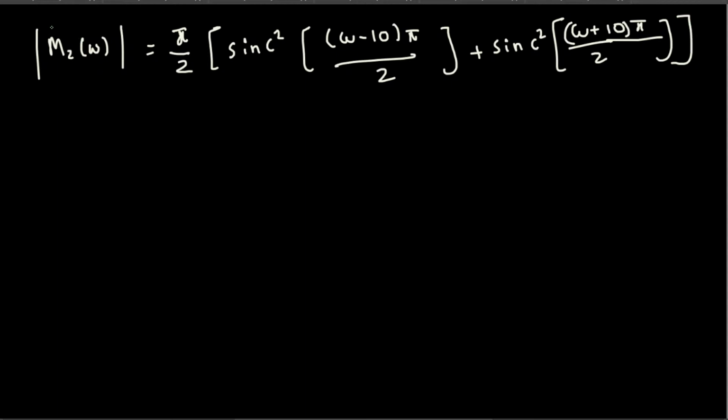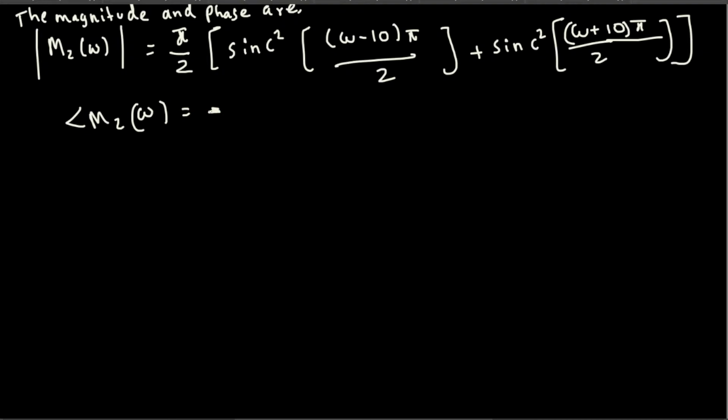And this is the magnitude spectrum. So we can mention here as well the magnitude and phase. First I derived the magnitude, that is this, and the phase is m2 of omega, and here we have a shift of 2 pi to the right by 2 units. So this is minus 2 pi omega.